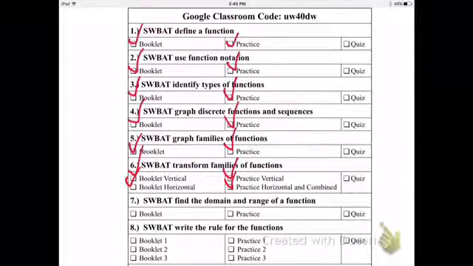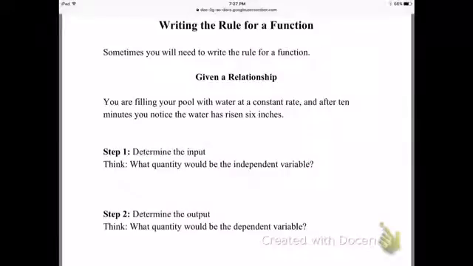All right, class. So last week we found the domain and ranges of functions. So now we can finally move on to the last lesson, and that is writing the rule for the functions. So sometimes you will need to write the rule for a function. There are a lot of different times when you write the rule. One of those times is when you're given a relationship.